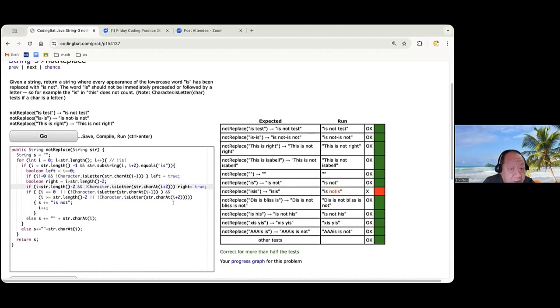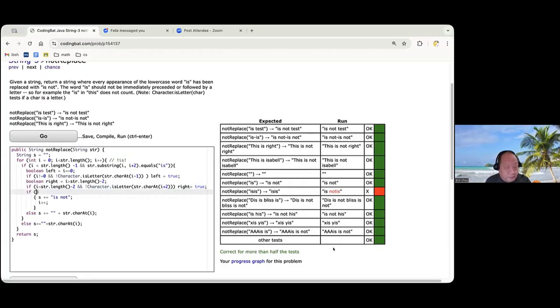Okay, so right here we can simplify it. If left side not a letter and the right side not a letter, we replace it.